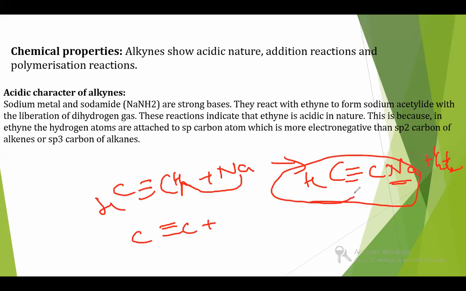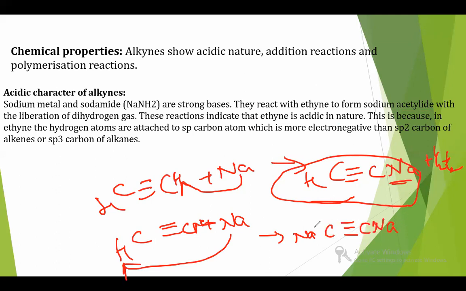Monosodium ethynide treated again with sodium metal: the other hydrogen gets replaced by sodium, forming NaC triple bond CNa, that is Na plus and C minus, with the liberation of half H2 and half H2, that is complete H2. So that will be disodium ethynide. This is how the carbon-carbon triple bond shows its acidic nature.